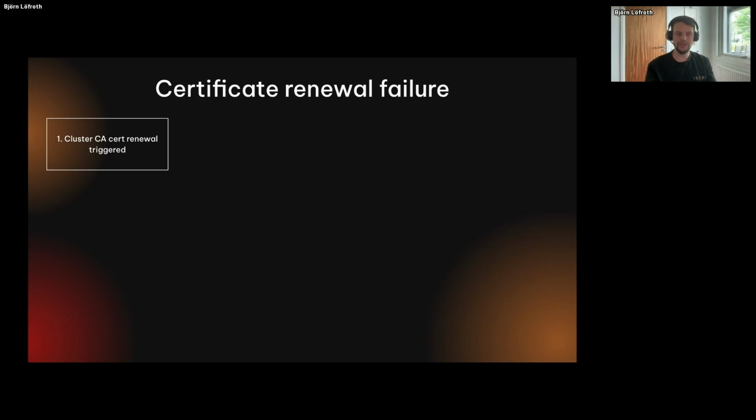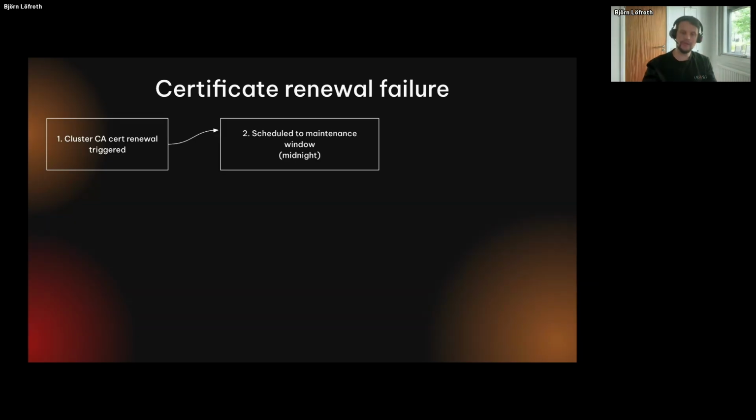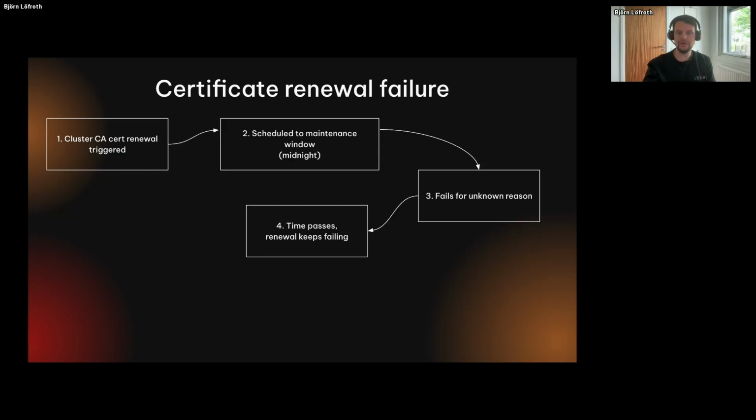So here it all started with a cluster CA cert renewal that was up for renewal and the whole process got triggered. It was scheduled to a maintenance window at midnight. It's not really important for what happened, but still, that was a known feature. It failed for an unknown reason that we were not able to reproduce in lower environments. But we haven't seen it since, so I think it's fixed, or we have changed some configuration in the cluster that makes it not appear again. And unfortunately, we did not have any specific monitoring for this failure. So time passed and the renewal kept failing. And of course, I guess this is a tale as old as time when you have certificates. Someday in some scenario, you will fail to renew them properly, which happened here.